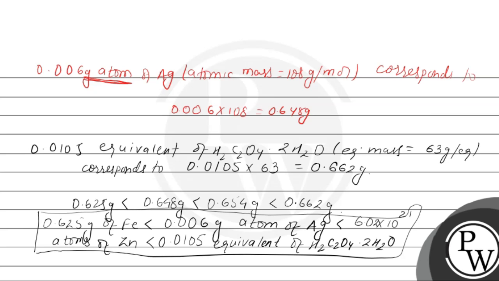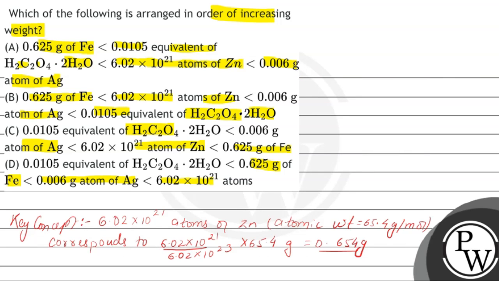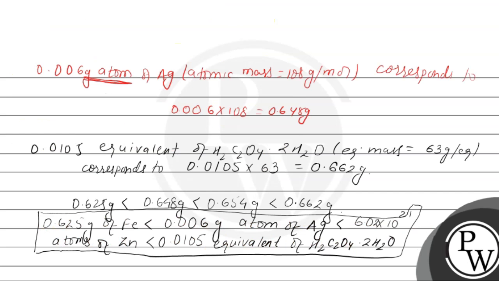Let's check the options. So option B is 0.62 gram of Fe is less than 6.02 into 10 to the power 21 atoms of Zn, which is less than 0.006 gram atom of Ag, which is less than 0.0105 equivalent of H2C2O4.2H2O. So option B is correct. So option B is the right answer.